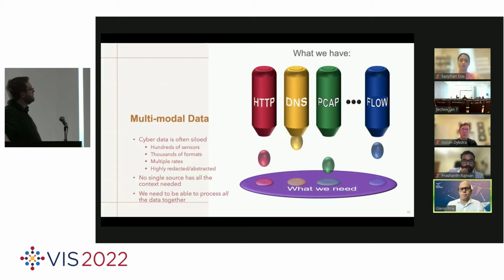Here's another problem we have with cyber. We have cyber data everywhere, and it's in silos everywhere. And it doesn't really help for me to come up with a program that solves problems for flow data, but doesn't tell me how that connects to PCAPs, HTTP, or DNS. I need to see the whole overall picture. And Dr. Rajavan mentioned the idea of bringing data together across teams and across networks. And that's very important. And oftentimes, cybersecurity tools don't handle data altogether. Even though it comes from hundreds of sensors and thousands of formats at multiple rates, it is oftentimes highly redacted and abstracted. So you can't really get to what the real cyber data was, and no single source has all the context. So we need to be able to process all this data together.